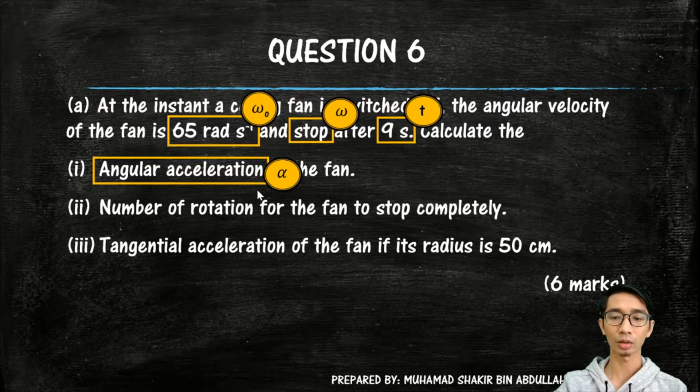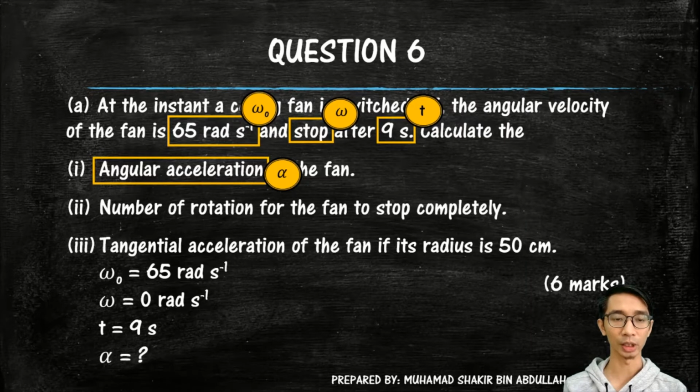Okay, so let us check. Writing down all our information: omega naught, which stands for initial angular velocity, equals 65 radian per second. Final angular velocity equals 0 radian per second because of stop. And then t is equal to 9 seconds, and we want to calculate angular acceleration.